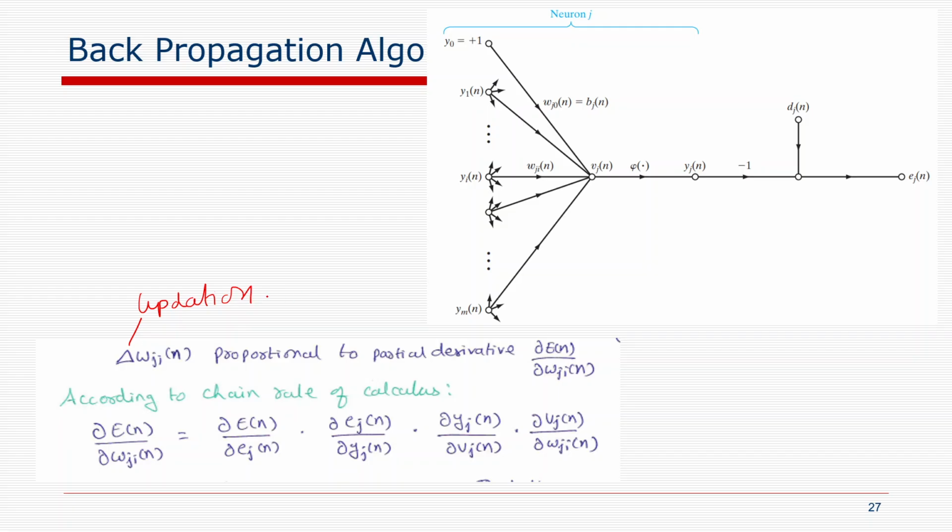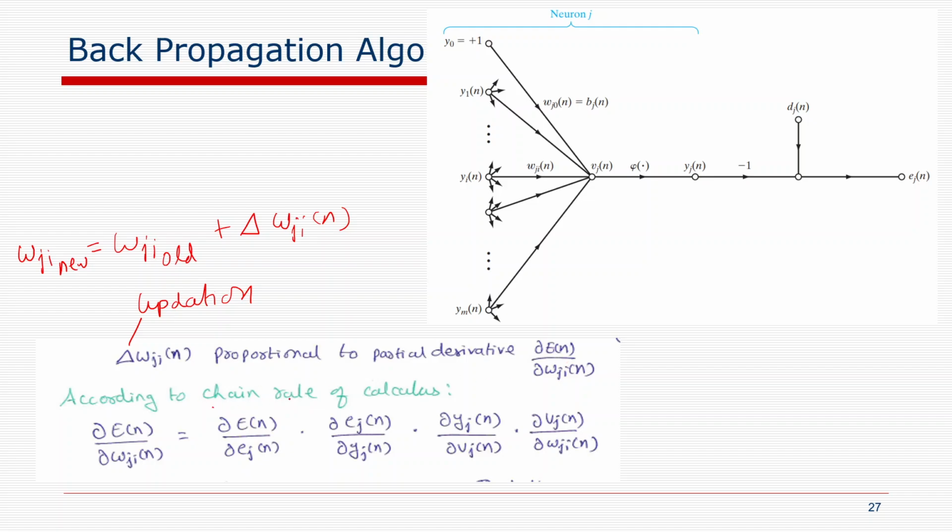That is, for the old weight value, if wji is my old weight value, what is the updated delta wji of n we should add, so that we will get wji new. That is, wji new equal to old plus the updated weight. That is, this delta wji of n is proportional to the partial derivative, differentiation of e of n by differentiation of wji of n. That is the error what we have.